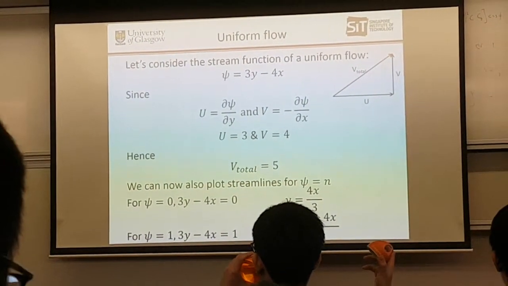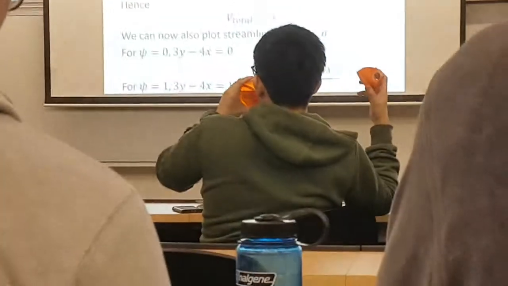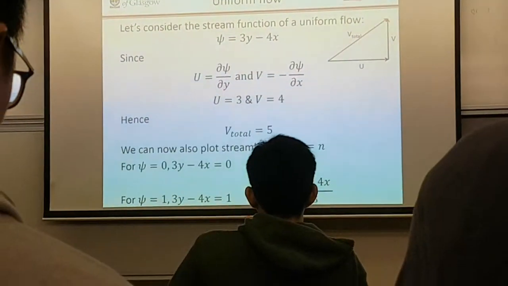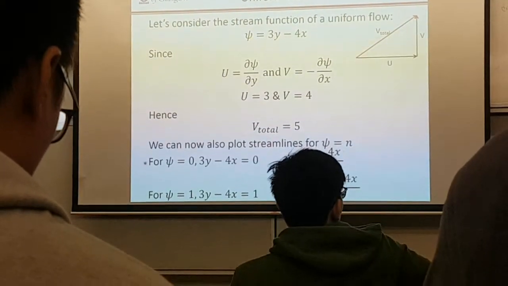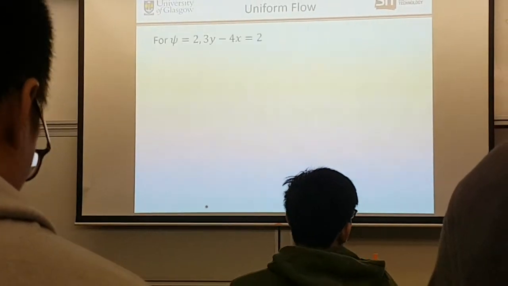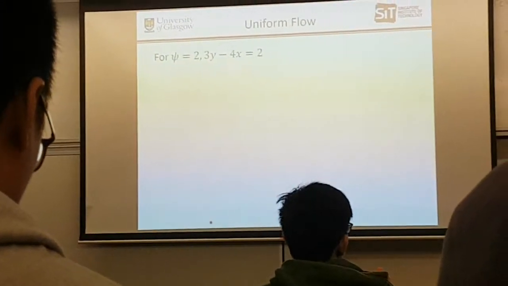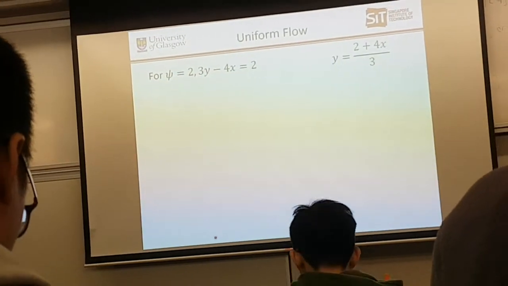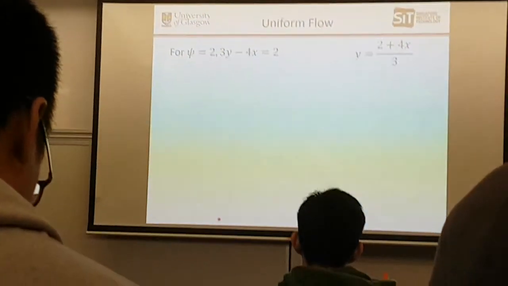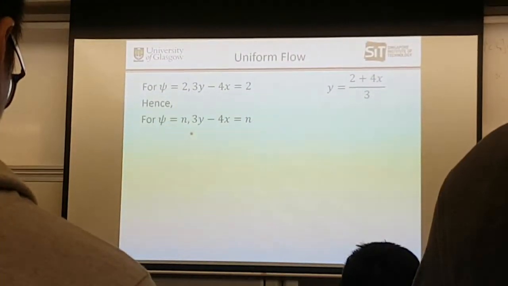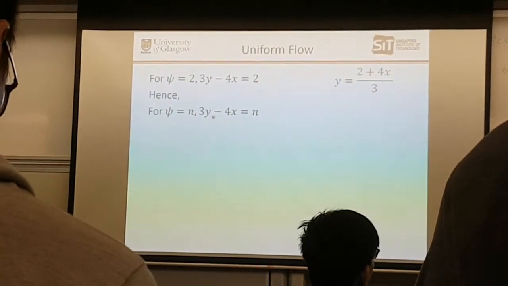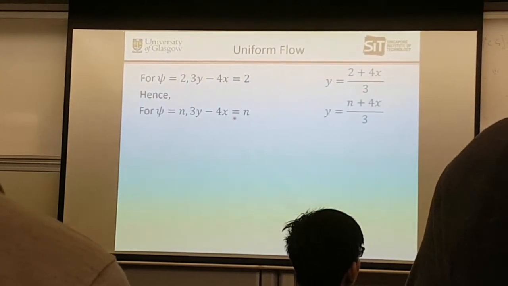Are you following me so far? Basically, I'm not doing anything except some transformation of my equation, just adding some values there. So if you carry on with this, for 2, what do I have? I have y equals 2 plus 4x over 3. So I can go on from 2, then 3, 4, 5, all the way until n. If I go until n, I have y equals n plus 4x over 3.